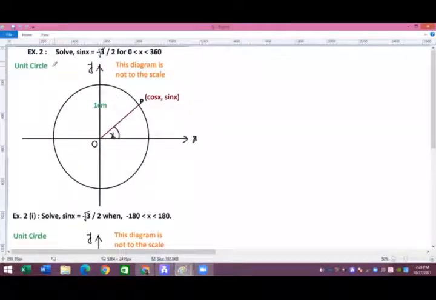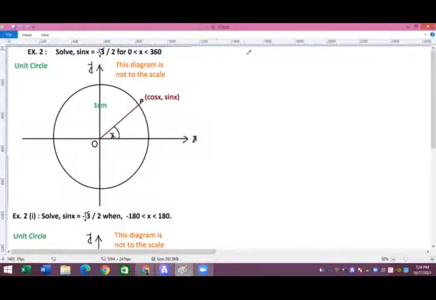And we will do similar work with this example, where sin x equals minus root 3 by 2 for 0 less than x less than 360 degrees. Sometimes it will be given in terms of less than, and sometimes in terms of less than or equal to. So here also the main idea is to solve sin x equals minus root 3 by 2 for 0 less than x less than 360 degrees.